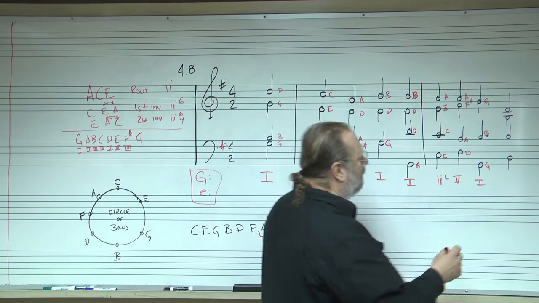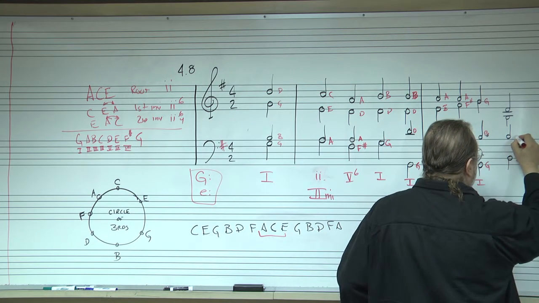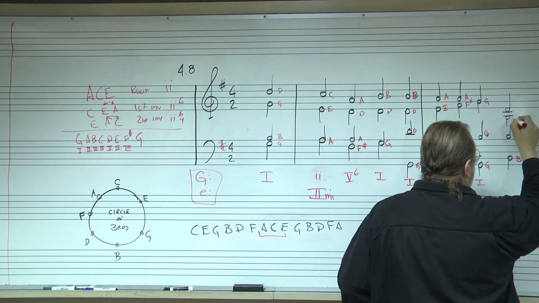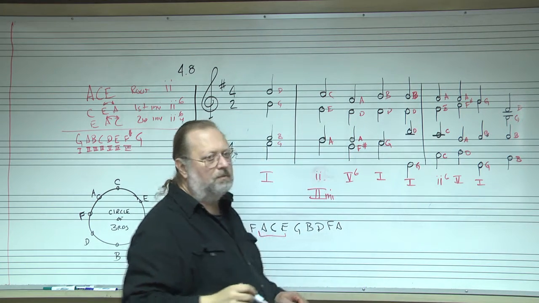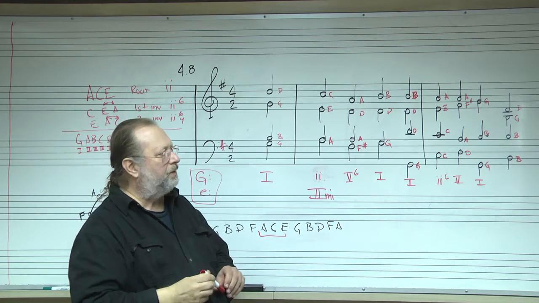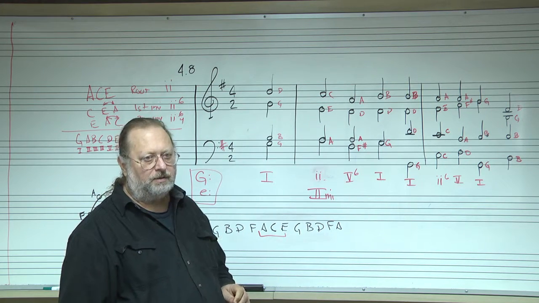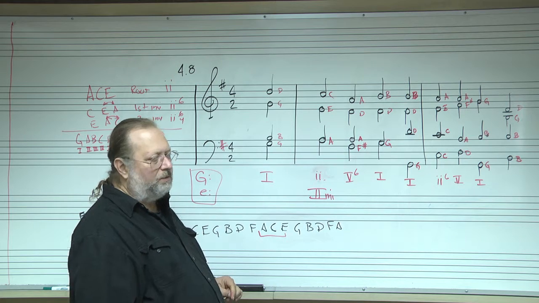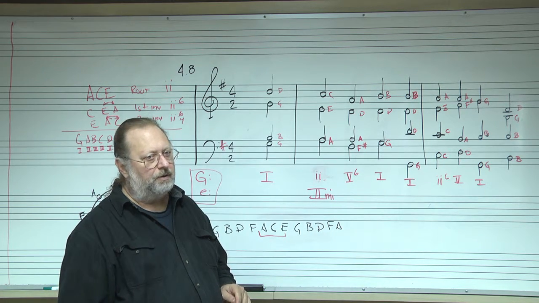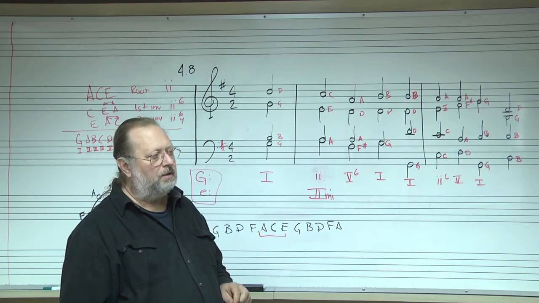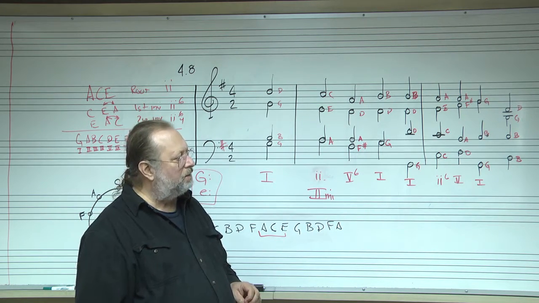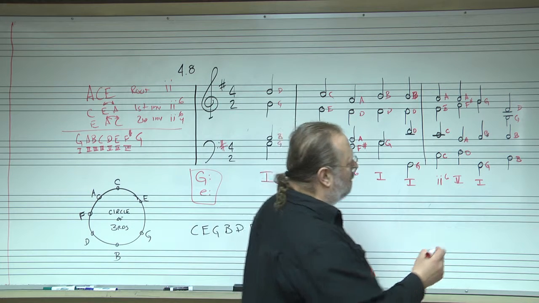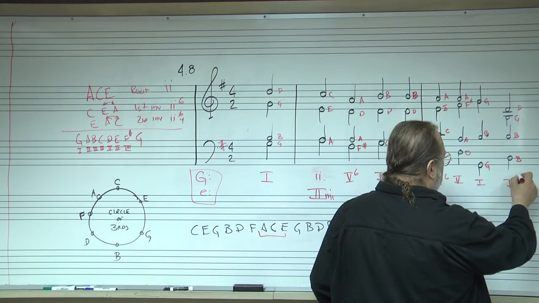Okay, what about this chord? B, G. So what's the spelling? What's the pitch inventory? G, B, D, right? But what's in the bass? B, which is the third. So B in the bass on a G chord is the first inversion, right? So it's a one. So it's a six, right?